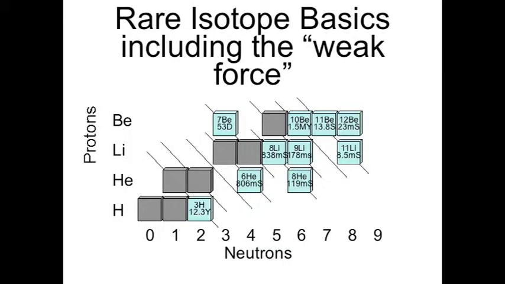Now, if we work our way out from stability, let's look at the lithium isotopes. Lithium-6 and lithium-7 are stable. Go out to lithium-8, has a half-life of just under a second. Lithium-9, a fifth of a second. Lithium-11, a hundredth of a second. And lithium-11 actually is the poster child of isotopes because it has an amazing nuclear structure.